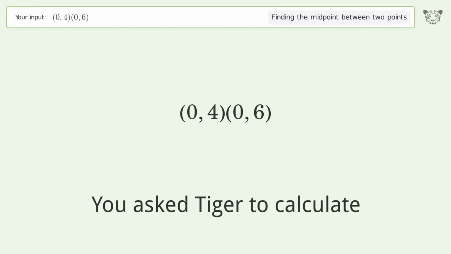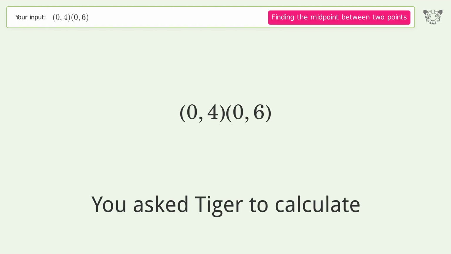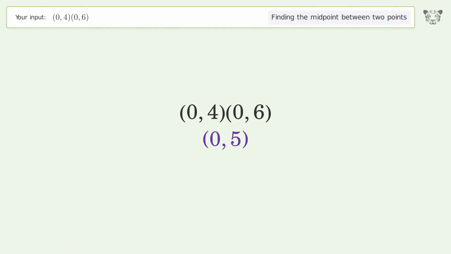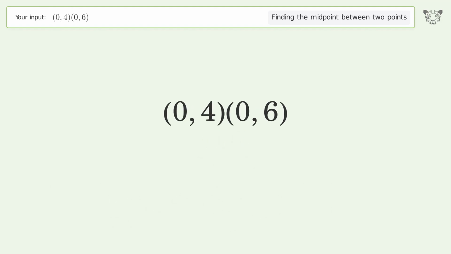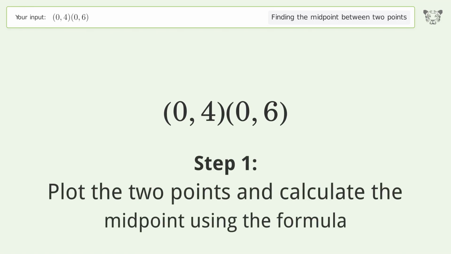You ask Tiger to calculate. This deals with finding the midpoint between 2 points. The midpoint between the 2 points is 0, 5. Let's solve it step by step. Plot the 2 points and calculate the midpoint using the formula.